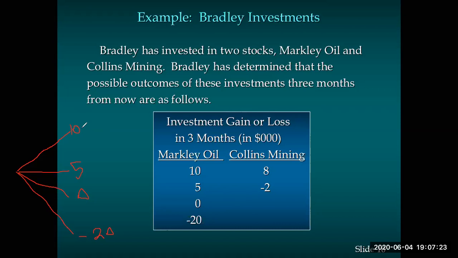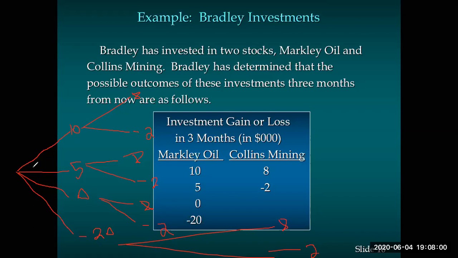So after this 10, we make 2 more branches with this 8 and minus 2. And we repeat this for all the branches. With 5, you get 8 and minus 2. And with 0, you get 8 and minus 2. And with minus 20, you get 8 and minus 2. Now this becomes a tree diagram.